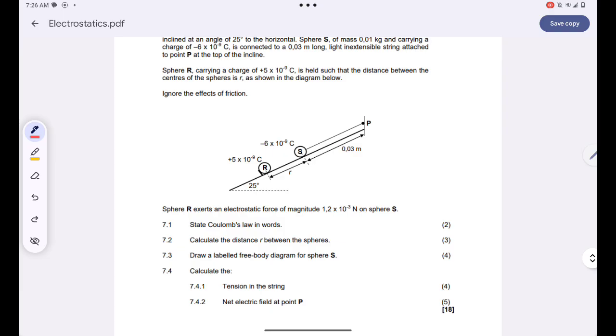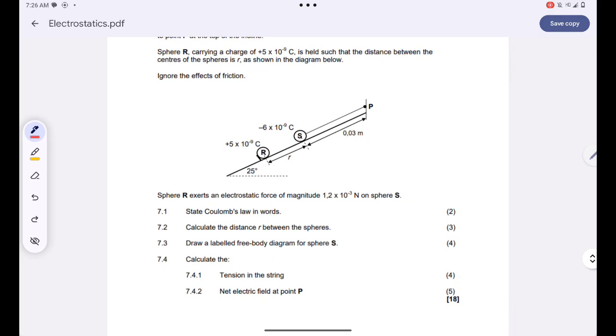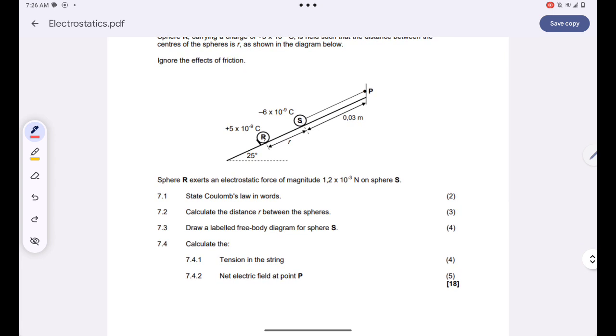It simply states that the electrostatic force between two point charges is directly proportional to the product of the charges and inversely proportional to the square of their distance apart. Let me repeat that. The electrostatic force between two point charges is directly proportional to the product of the charges and inversely proportional to the square of their distance apart.